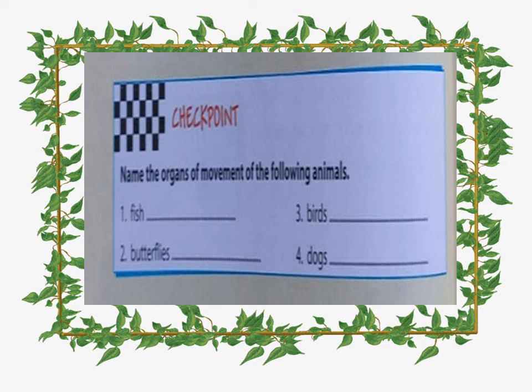Now here are some questions related to habitats. Write the organ of movement of the following animals. Which organ helps to move the fish? You have to write the name. Butterfly, again you have to write the name. Third one, birds. What is the organ of movement in birds? And what is the organ of movement in dogs? You can write yourself.